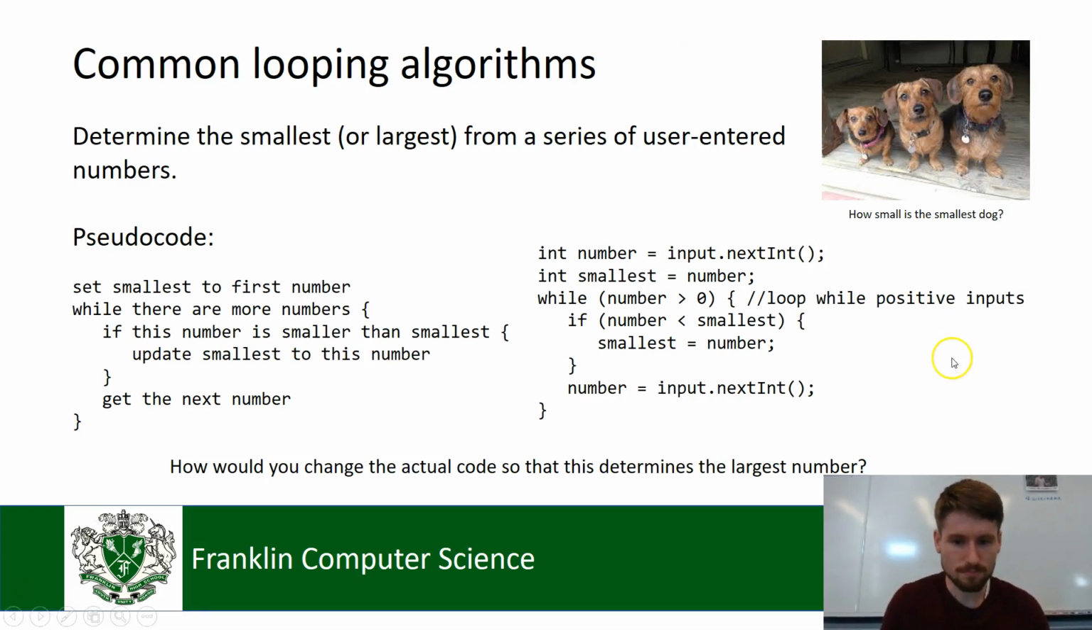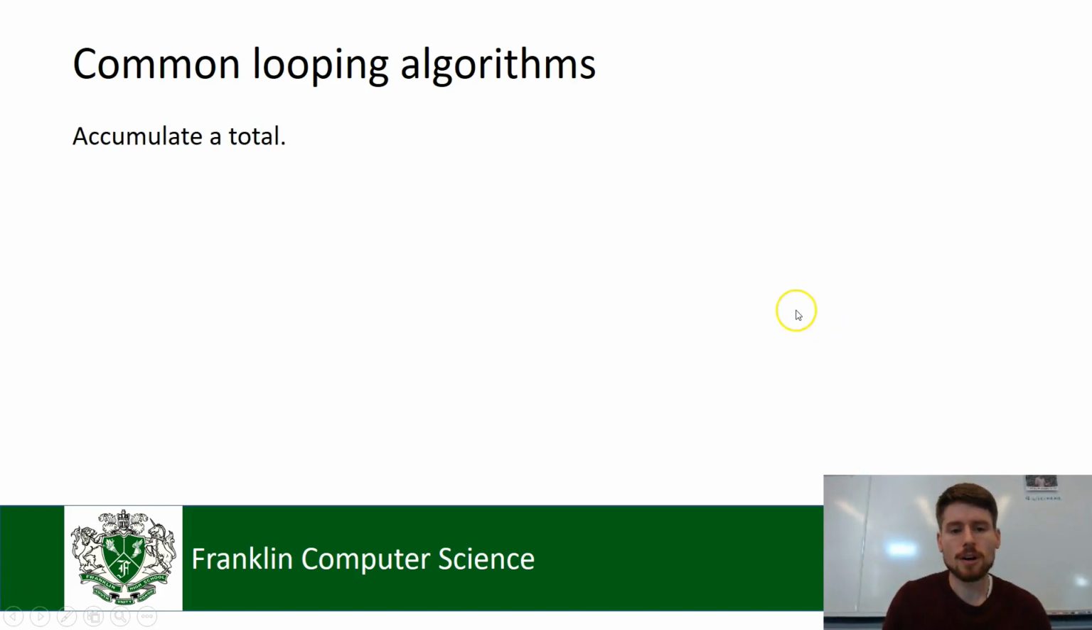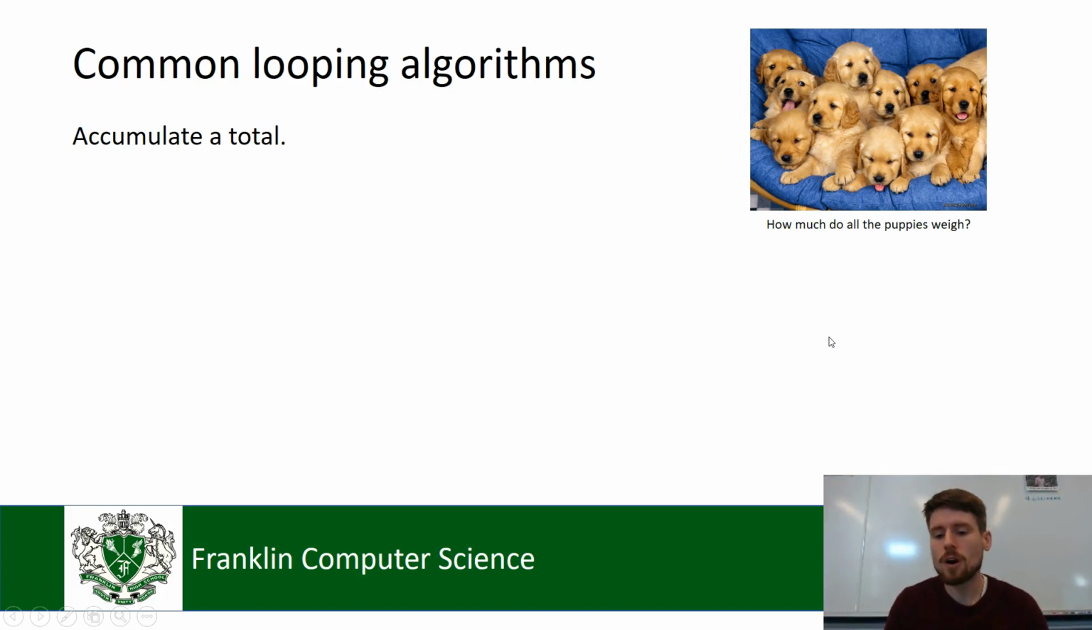Okay? All right. Here's another common looping algorithm. You might want to add up all these numbers, right? So instead of figuring out what's the smallest number that the user prints out, what would be the sum of all the numbers that they type in? So, like, how much do all these puppies weigh? Look, there's so many golden retriever puppies, and they probably weigh, I don't know, 3 or 5 pounds, maybe 6 pounds.